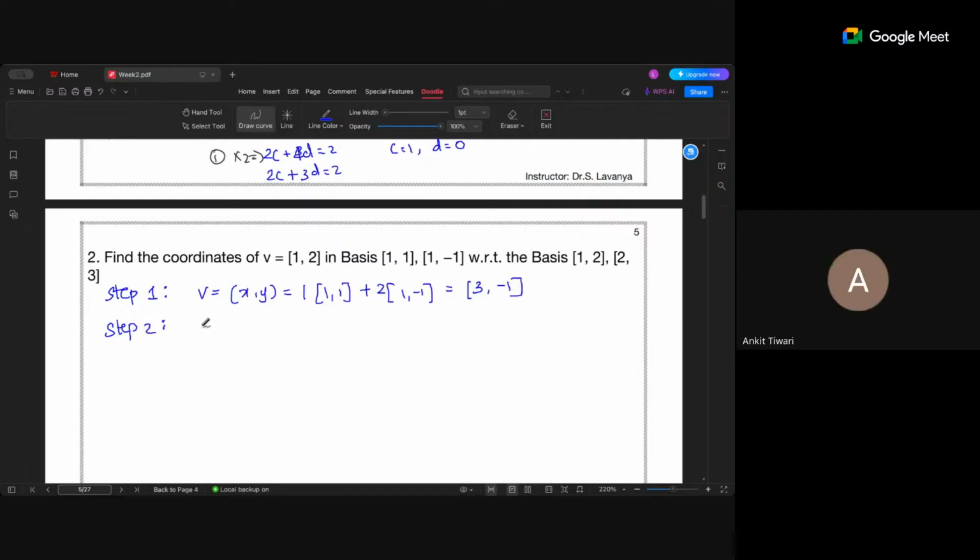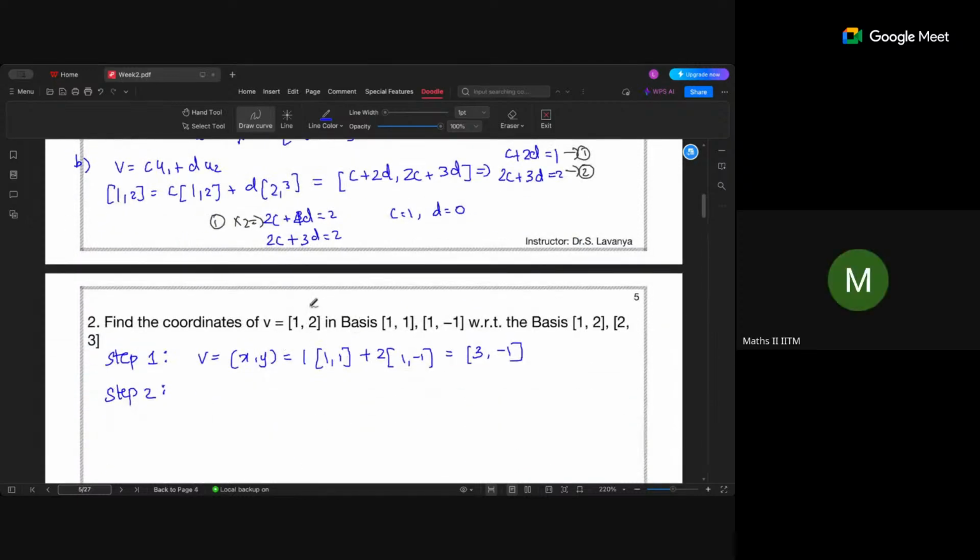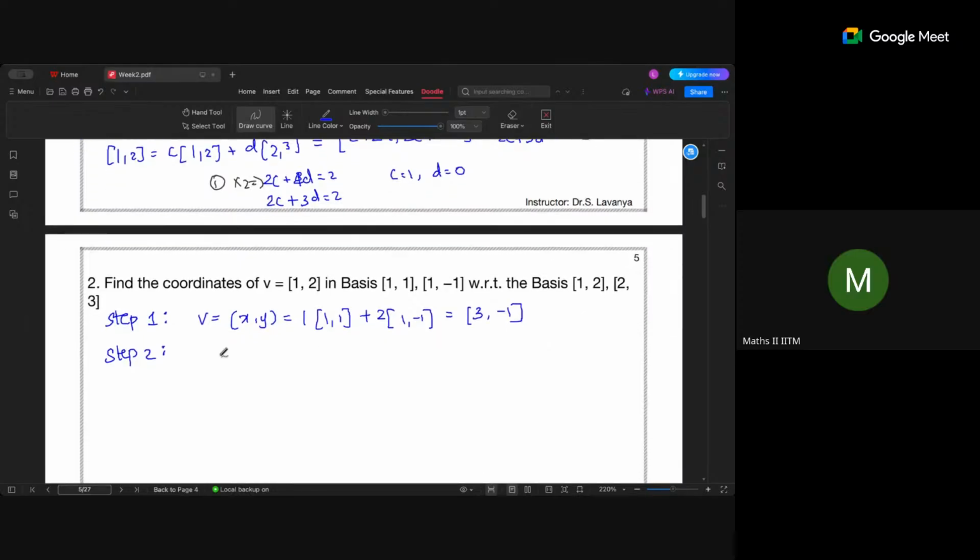This question is similar to the previous question, so step 1 is additional here. In the previous question, you already had the coordinates in the canonical basis and were asked to find them with respect to a different basis. Here you don't know the points in the canonical basis because it is in a different basis. So first I find the point in the canonical basis and then I shift to the other basis. Now here you have 3 comma minus 1 as a times 1 comma 2 plus b times 2 comma 3. I will give you a couple of minutes, solve it and tell what a is and what b is.